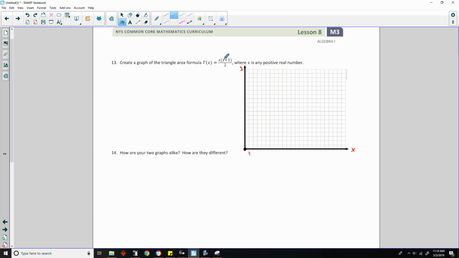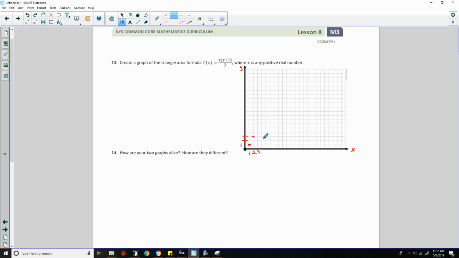When I plug in 1 here, it's 1 times 1 plus 1, which is 2. 1 times 2 is 2. 2 divided by 2 is 1. So I'd put the dot right there. So then when I go to 2, right here, 2 times 2 plus 1, which is 3. 2 times 3 is 6. Divided by 2 is 3. So I would go up to 3 here and put a dot.